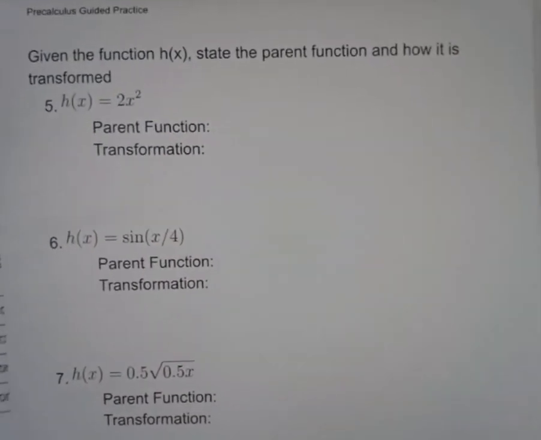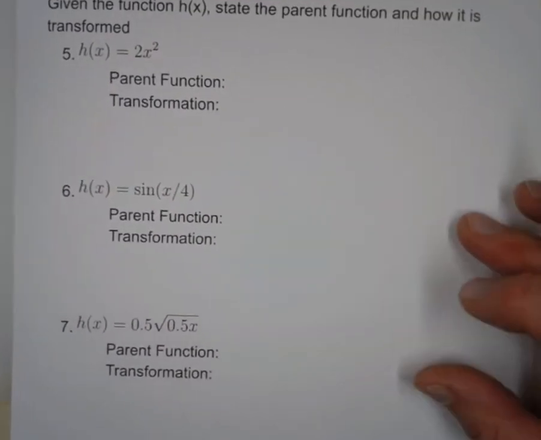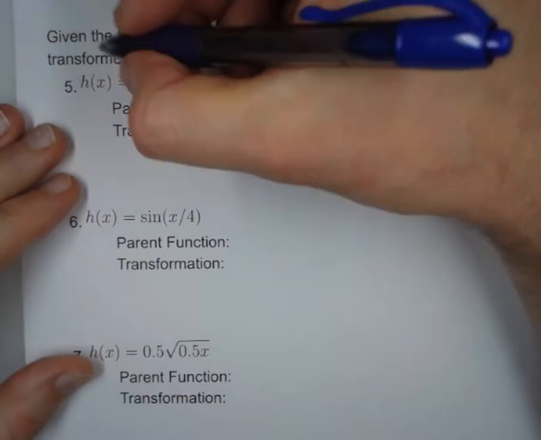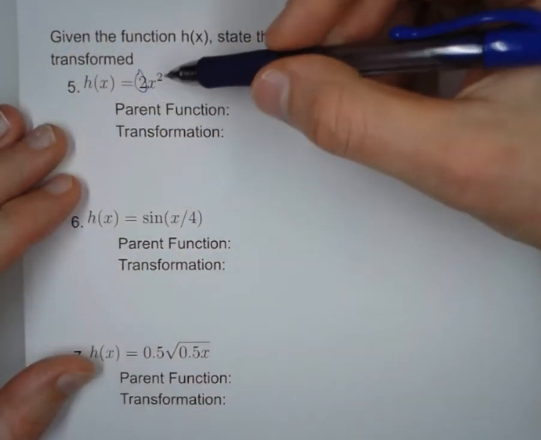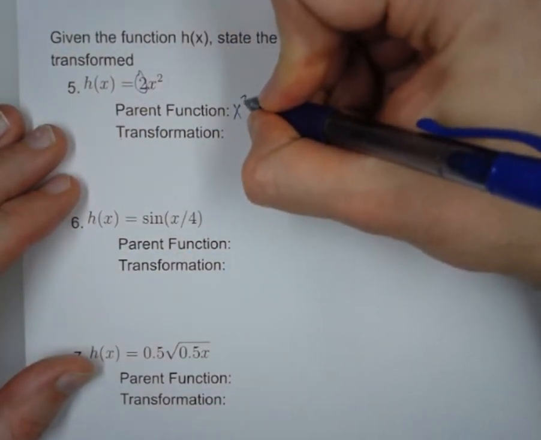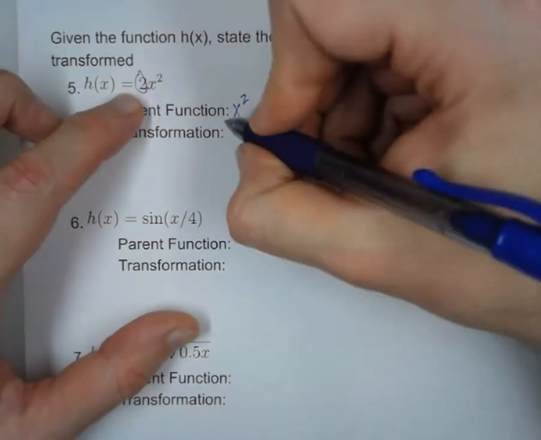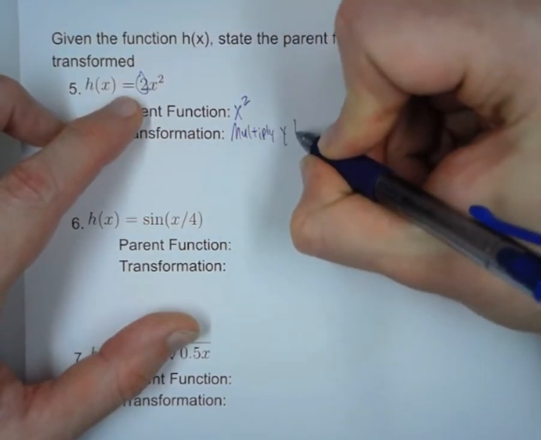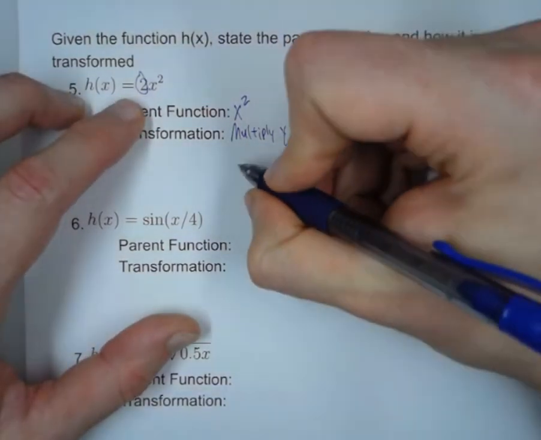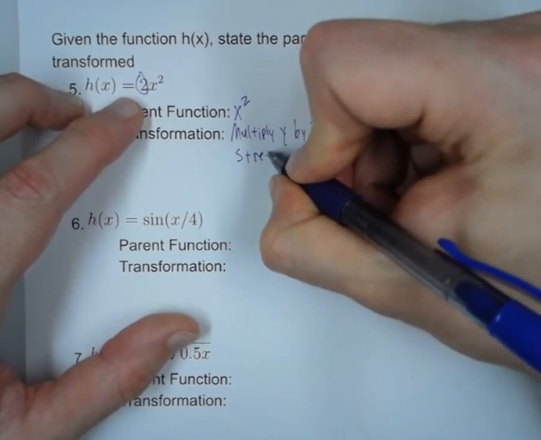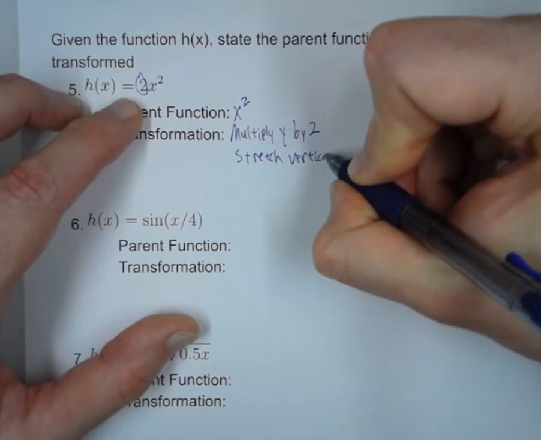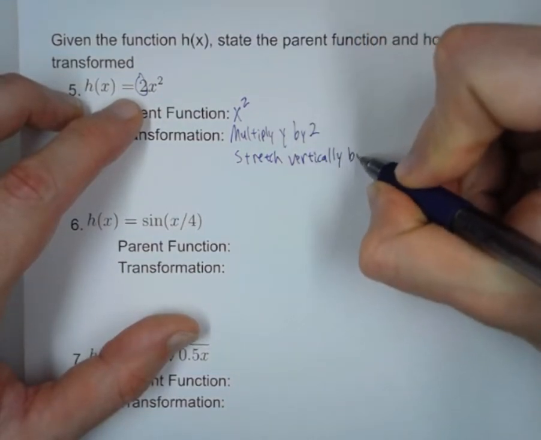Right. So now here we have these functions, and now we want to state how it was transformed. Now here we're talking about multiplying and dividing. So here I'm multiplying by 2 after I squared. So that's my parent function, x squared. Now I'm multiplying afterwards, so that means I multiply by 2. So that means I'm going to stretch, or expand if you prefer that word, vertically by a factor of 2.